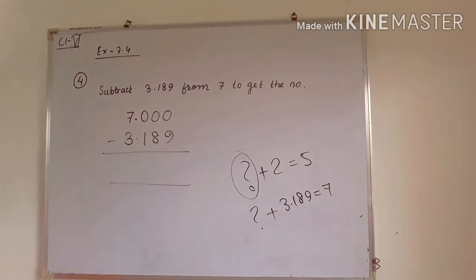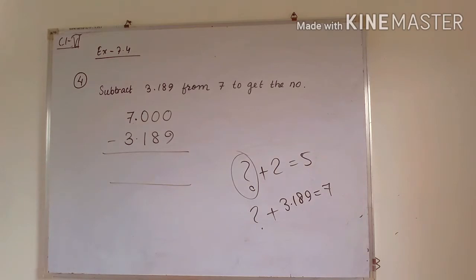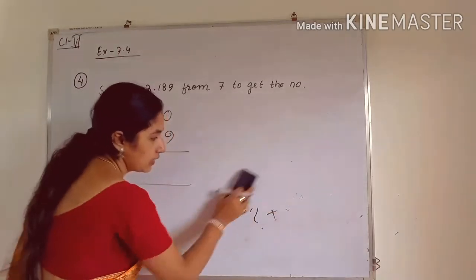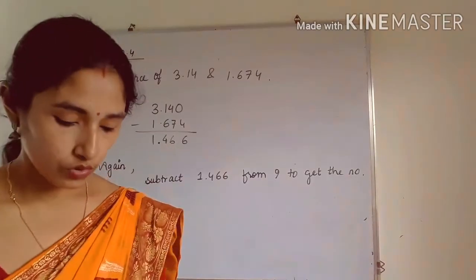After finding the final answer, you can do the subtraction. I already discussed how to do subtraction in decimals. After doing the subtraction, you have to write that this number should be added to 3.189 to get the answer as 7. So see the next question.